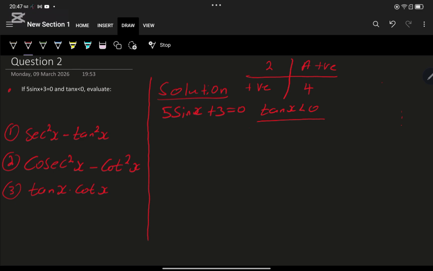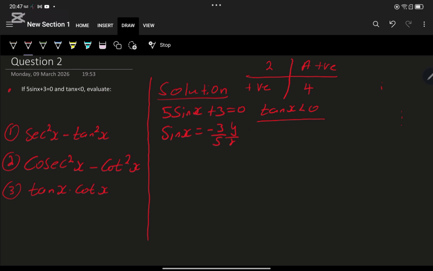The other information that is given is 5 sin x plus 3 is equal to 0. So let us get the trig ratio of sin x from this. We make sin x the subject. This equation becomes sin x is equal to negative 3 over 5. But we know the ratio of sine is y over r. So that means the value of y is negative 3 and the value of r is 5. Then we can represent this information in the quadrant. Now, in which quadrant is y negative, between quadrant 2 and 4? y is negative in quadrant number 4.